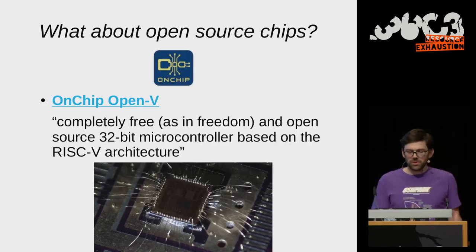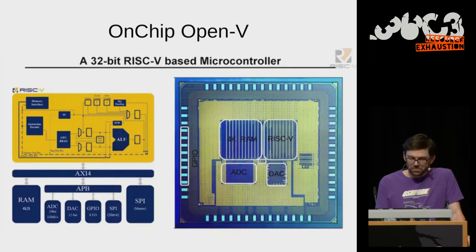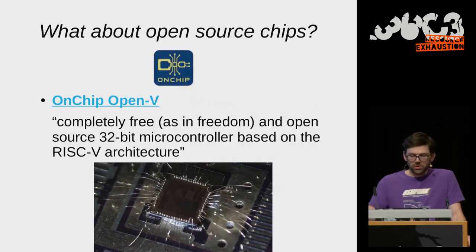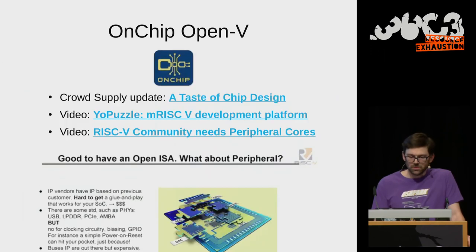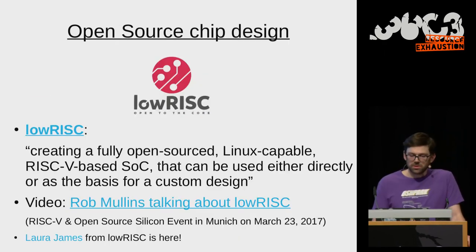One example of this is a university in Colombia that decided to make their own microcontroller based on RISC-V called the Open-V. This was really cool. It was a completely open source chip. The design of the whole chip is open source, and it can run the RISC-V instruction set. However, it's not capable enough to run Linux, unfortunately. It's more meant for microcontroller applications.